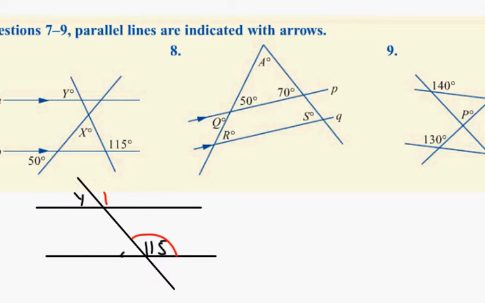A second person could have come along and done it this way. Another person might have said something like this. He might have said that's 115. They might have said that's 65. And they might have said that corresponds with that one to make it 65. There's more than one way of thinking of it.